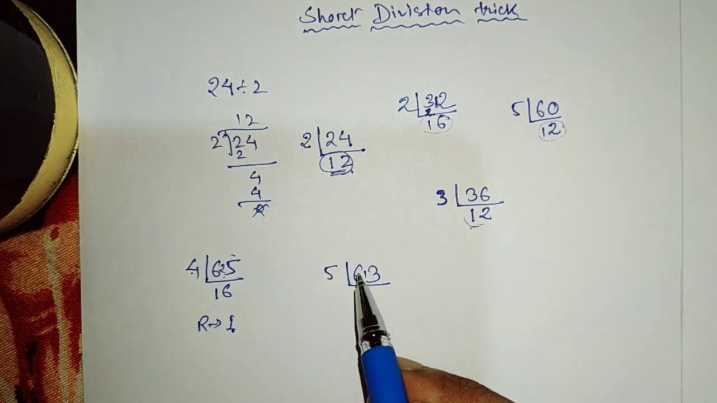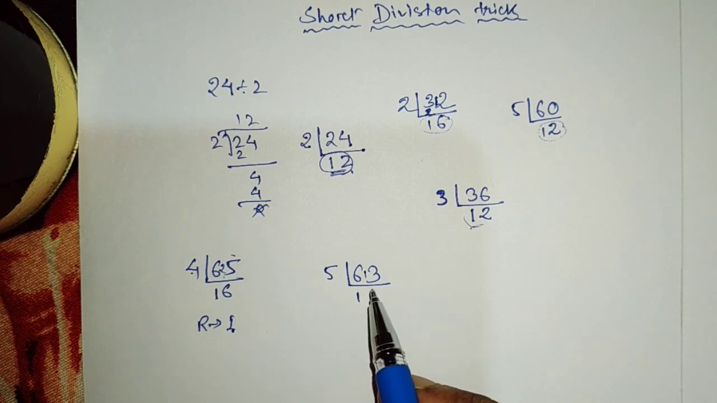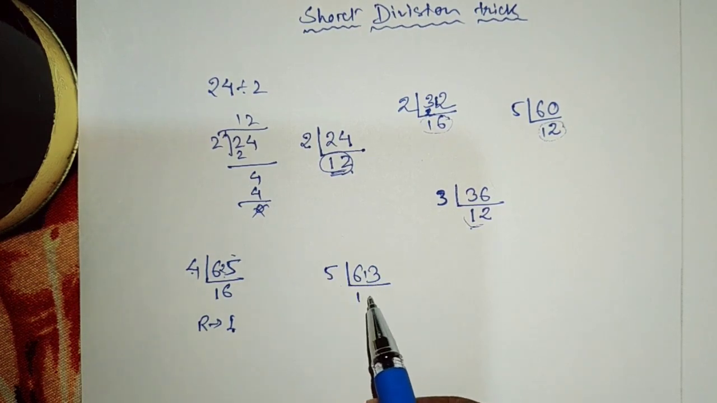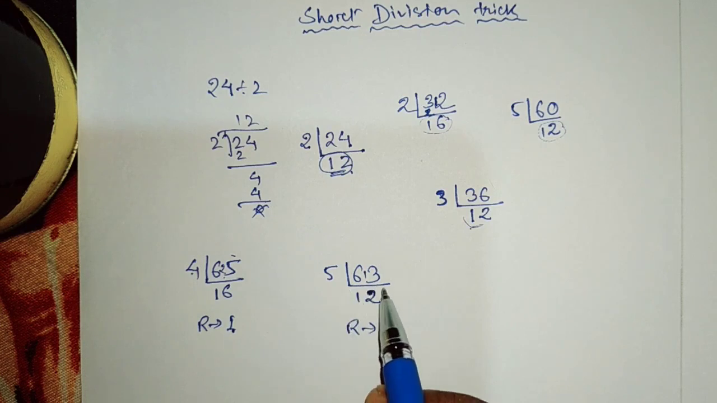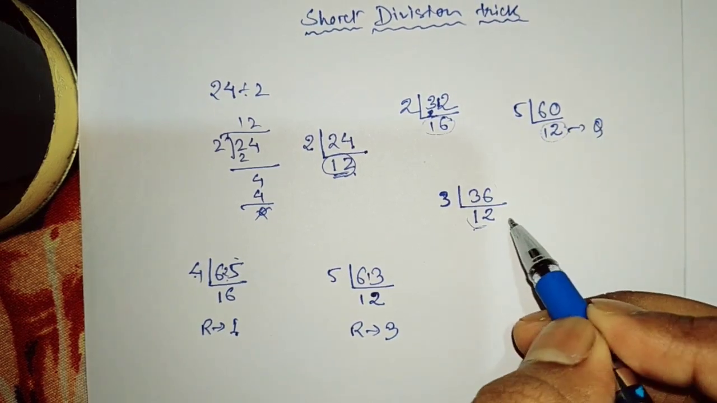So what we have done, 5 ones are 5, 6 minus 5 is 1. That one we have written here, and it becomes 13. Then again 5 ones are 5, 5 twos are 10, 5 threes are 15, which is greater than 13. So we cannot take 5 threes are 15. We take 5 twos are 10. So 13 minus 10 is 3. So remainder is 3. Quotient is 12.